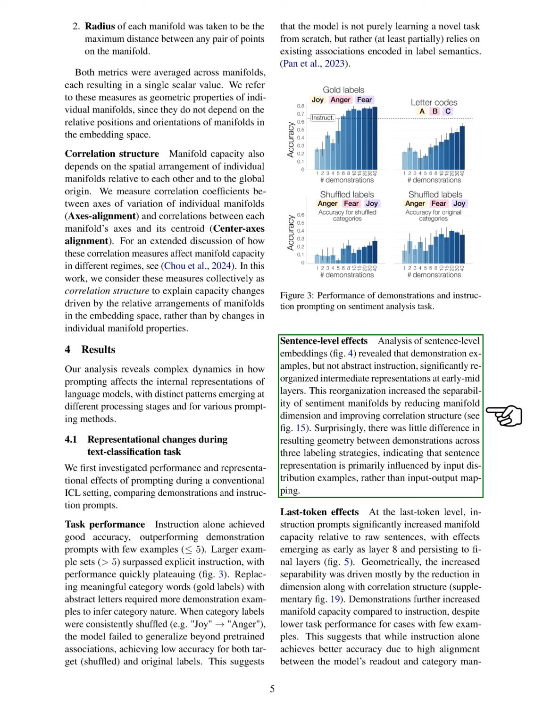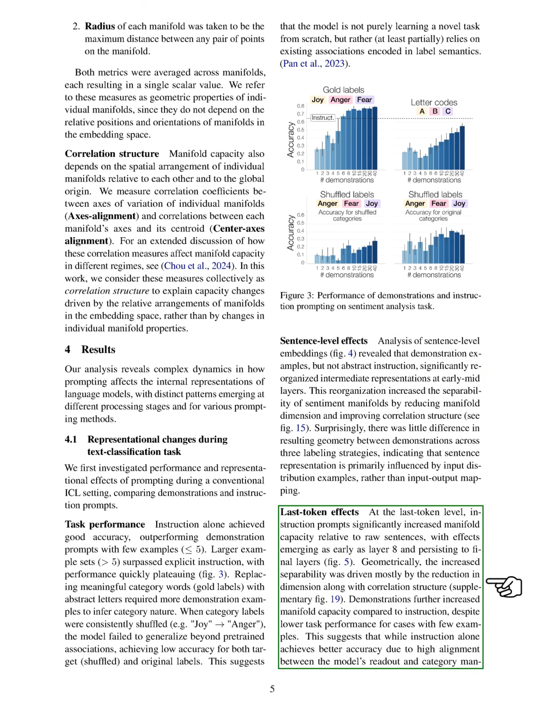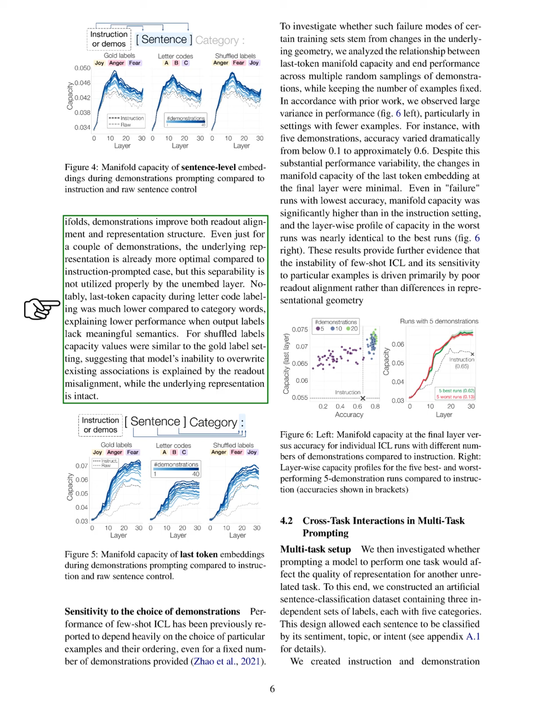effects starting from layer 8. Demonstrations further enhanced manifold capacity, even when task performance was lower with fewer examples. This indicates that while instruction achieves better accuracy due to alignment with category manifolds, demonstrations improve both alignment and representation structure. Even a couple of demonstrations lead to a more optimal representation than instruction alone, although this improved separability isn't fully utilized by the unembed layer.